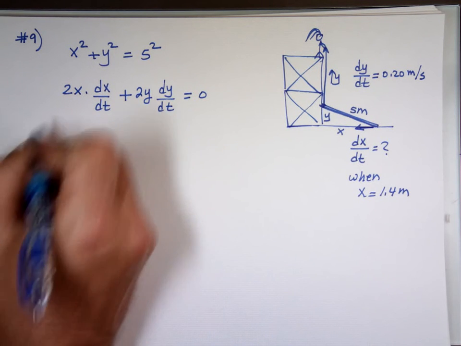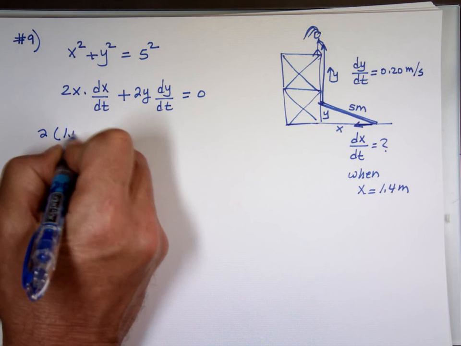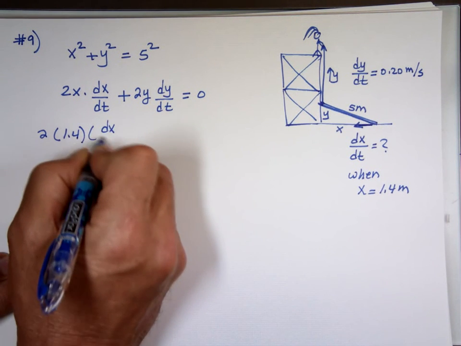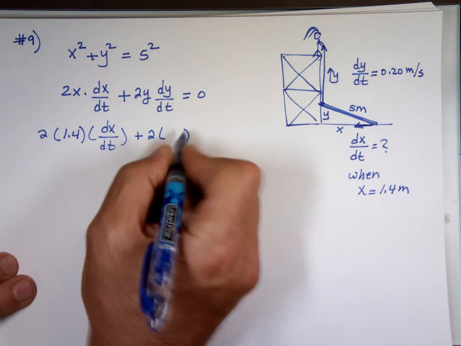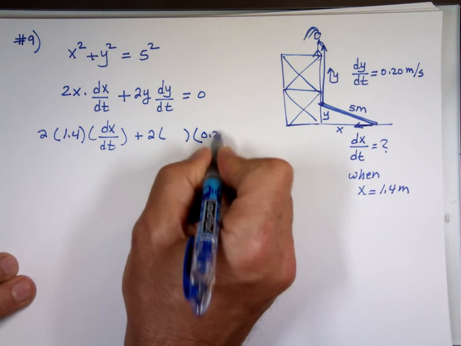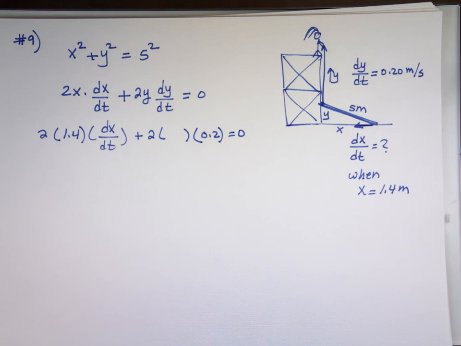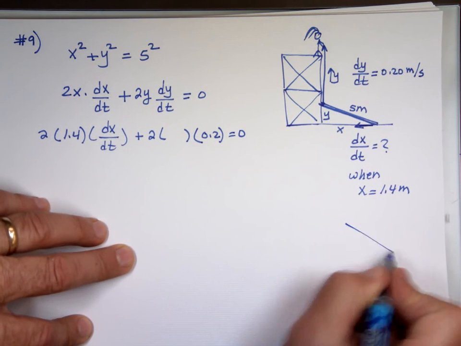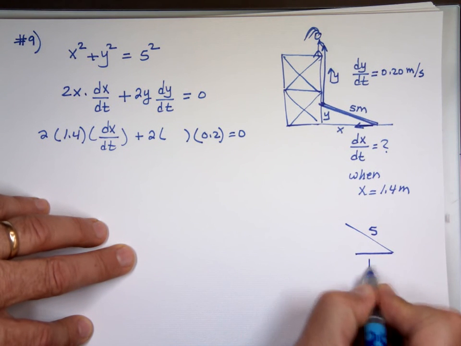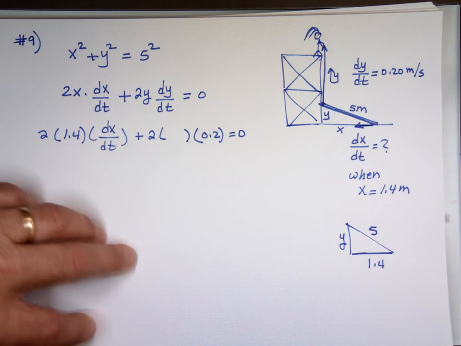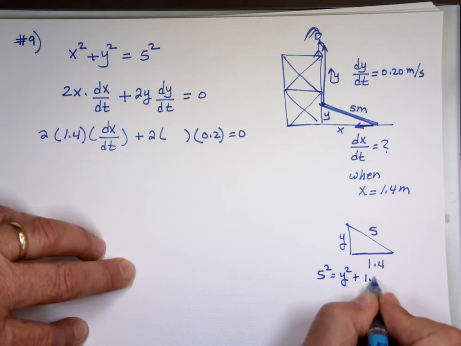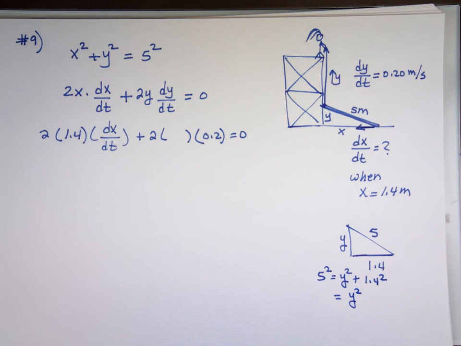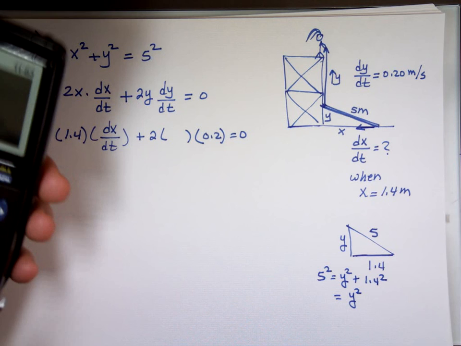2 times x, what's x equal to? 1.4. I'm looking for dx/dt, plus 2 times y, times dy/dt, which is 0.2. So the only thing keeping me from solving the problem is what's y? Can we get what y is? Pythagorean theorem. This is 5. This is 1.4. 5 squared equals y squared plus 1.4 squared. What is 5 squared minus 1.4 squared?